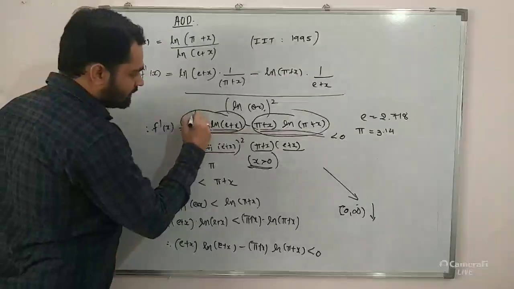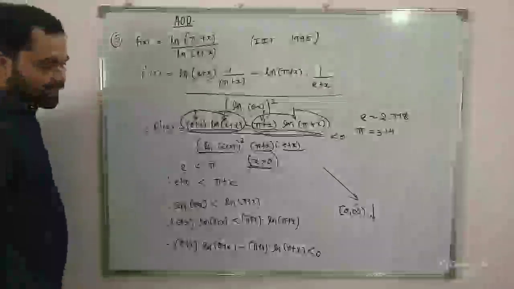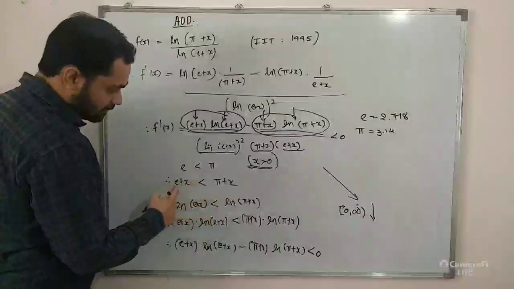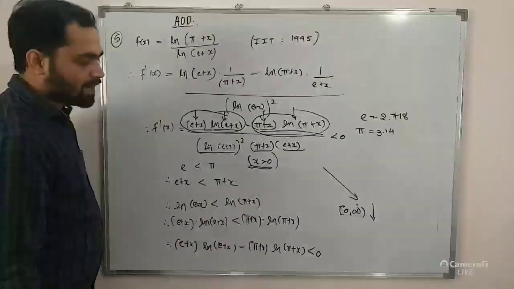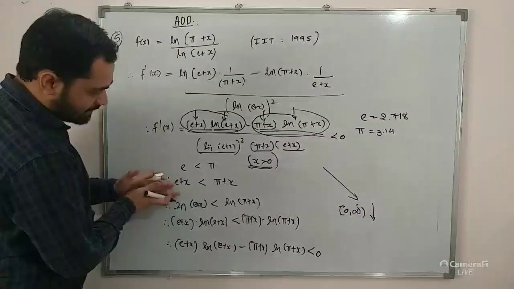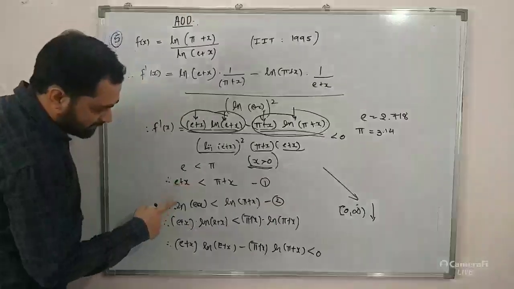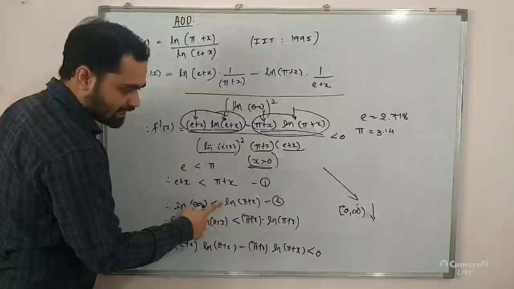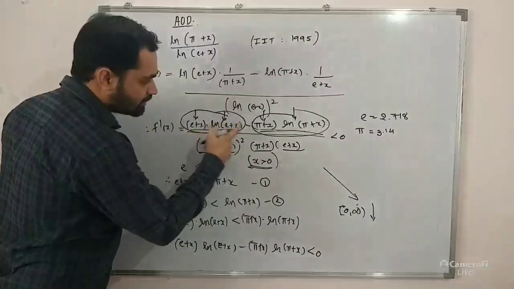Because we have to deal with E plus x and ln(E plus x), and pi plus x with ln(pi plus x). So here E plus x is less than pi plus x, and ln(E plus x) is also less than ln(pi plus x). So now multiplying left hand side with left hand side, right hand side with right hand side, result number 1, result number 2, we are getting here, this is smaller than this one.